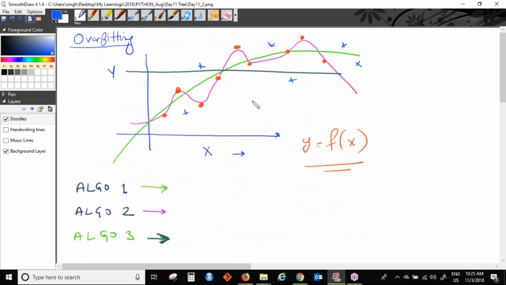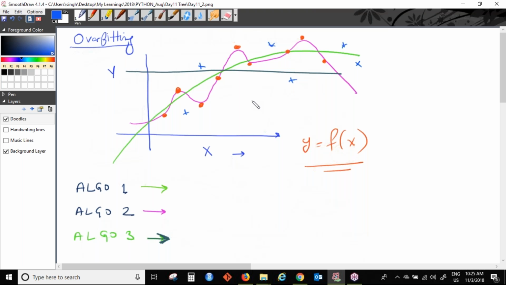And always remember, how do we evaluate a model? We evaluate a model based on how it performs on the test data, not on the training data. So on the training data, definitely the pink one performs the best. But does it perform the best on the test data also? That is something which we'll have to see. But looks like it will not perform well on the test data because it is too complex.